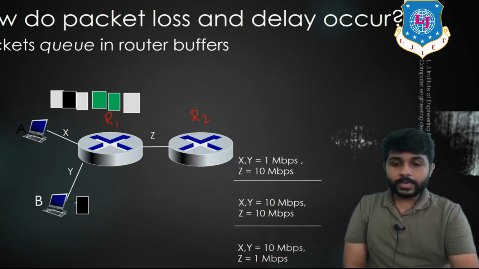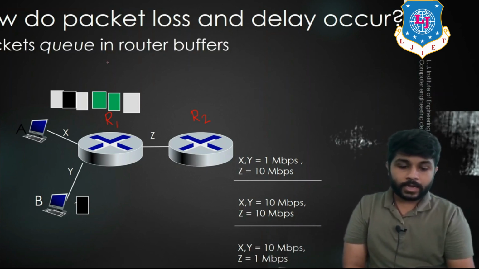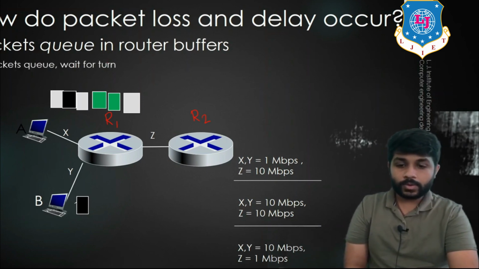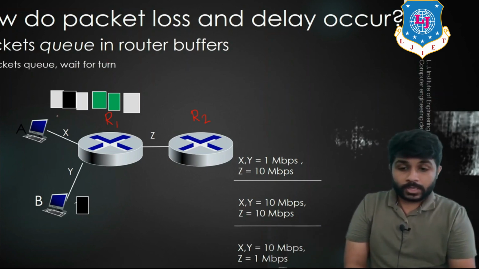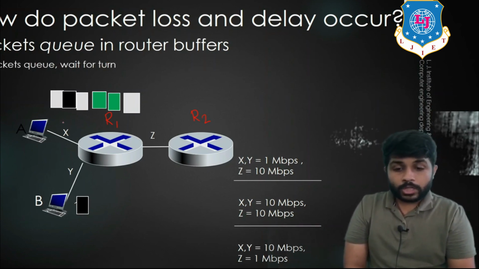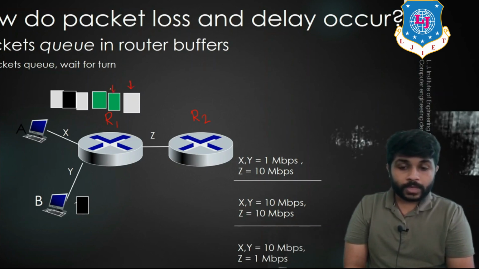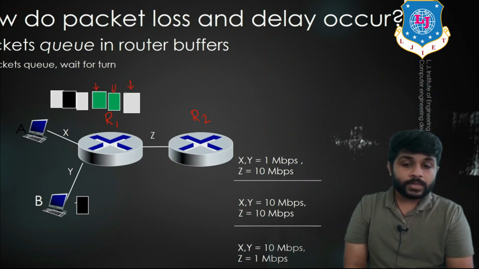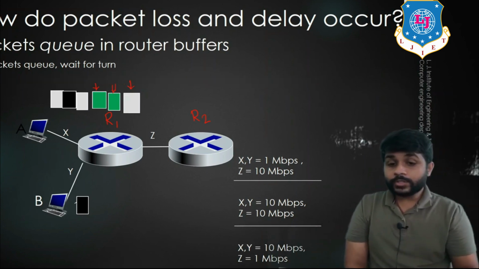You can see that all the packets are stored in the buffer, and that is why it is known as delay. Because all these packets are queued up, every packet has to wait until the packet just before it gets transmitted. For example, until this packet gets transmitted, this packet has to wait. Until this packet gets transmitted, this packet has to wait. All the packets have to wait until the packet just before them is transmitted. Right? So that is known as delay.